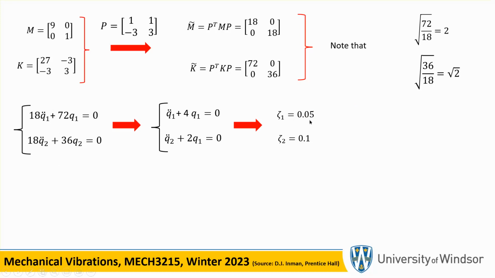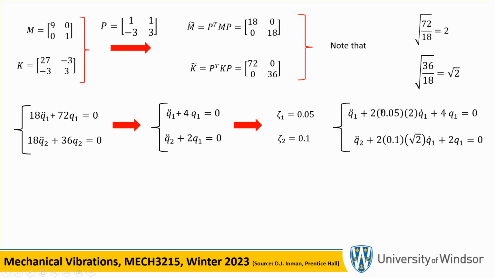If we have damping ratios of 0.05 and 0.1, just throw in an extra term here, which is 2 zeta omega q dot. Right there, 2 zeta omega q1 dot. And for the second equation, again 2 zeta, its zeta, omega, its omega, which is root 2, times q2 dot. So undamped, with modal damping specified by the user.